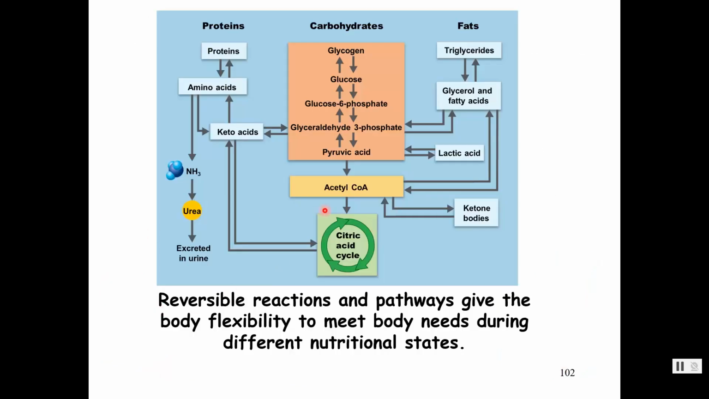So this was a picture. So you see a lot of arrows going both ways. And so, like I said, we can break things down to make ATP, or we can have building reactions. And so we have catabolism, and we have anabolism, and a lot of those intermediates can go both ways. So there is some flexibility there. And the body's going to control this to meet body needs during different nutritional states.